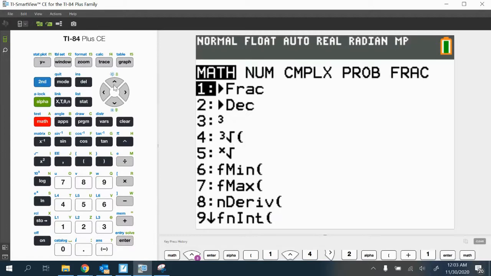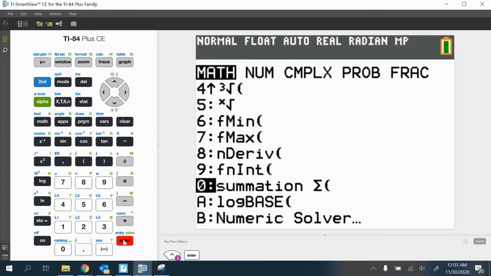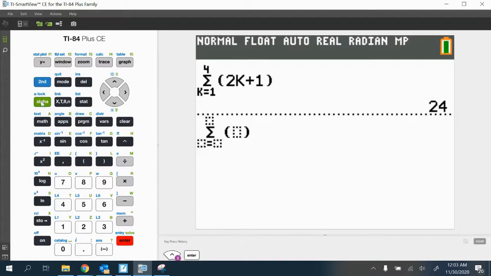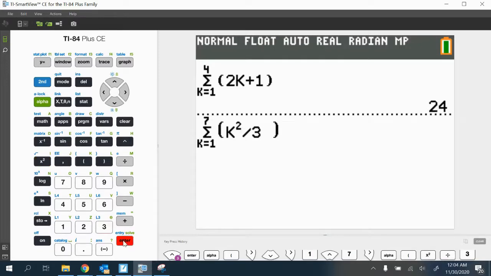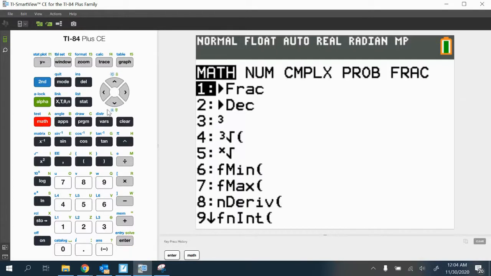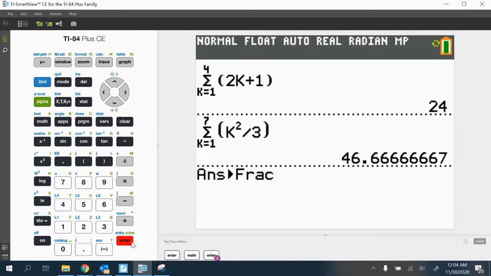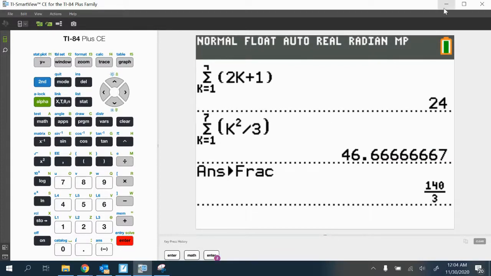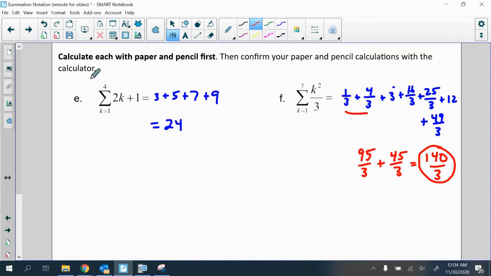So now let's do one more. So k equals, oops, I was supposed to type something in. K equals 1 to 7 of k squared over 3, 46 2/3, which I'm going to convert to a fraction. That is 140 over 3. That's good news. That means your math teacher can add.